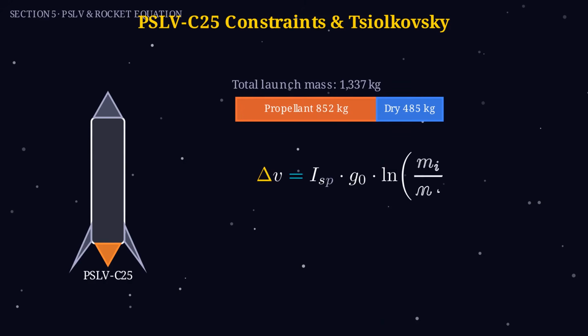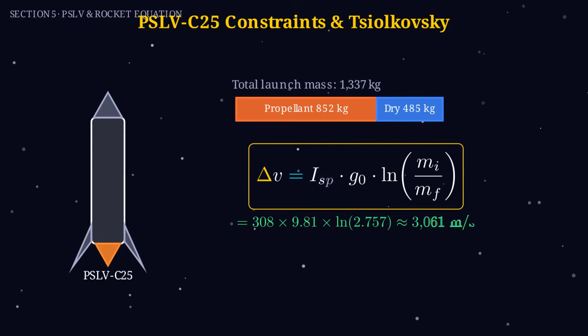Tsiolkovsky's rocket equation tells us the total delta V available. Delta V equals ISP times G0 times the natural log of the mass ratio. With ISP of 308 seconds and a mass ratio of 2.757, the total propellant budget is approximately 3061 meters per second. Every single design decision in this mission was driven by that number.